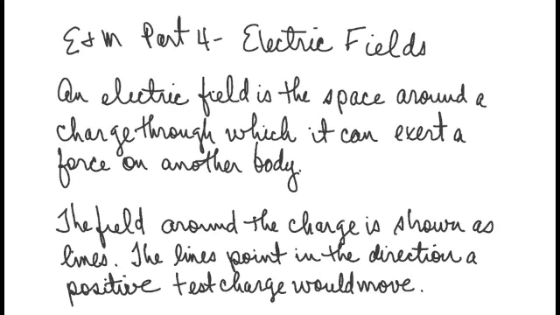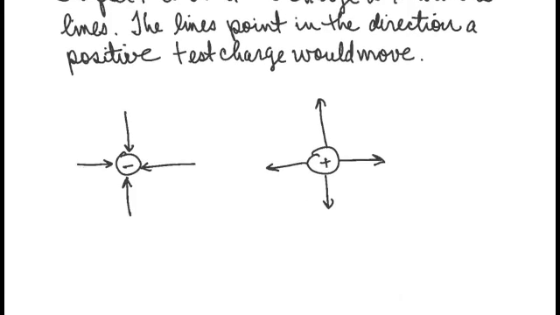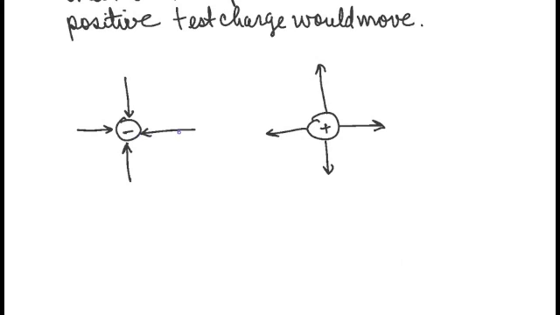Now let's look at a couple of single point charges. We have a negative charge and a positive charge. And a positive test charge would obviously move towards the negative because unlike charges attract, and the positive test charge would move away from the positive because like charges repel. So we draw the lines going into a negative and away from a positive, or out of a positive, as we say.